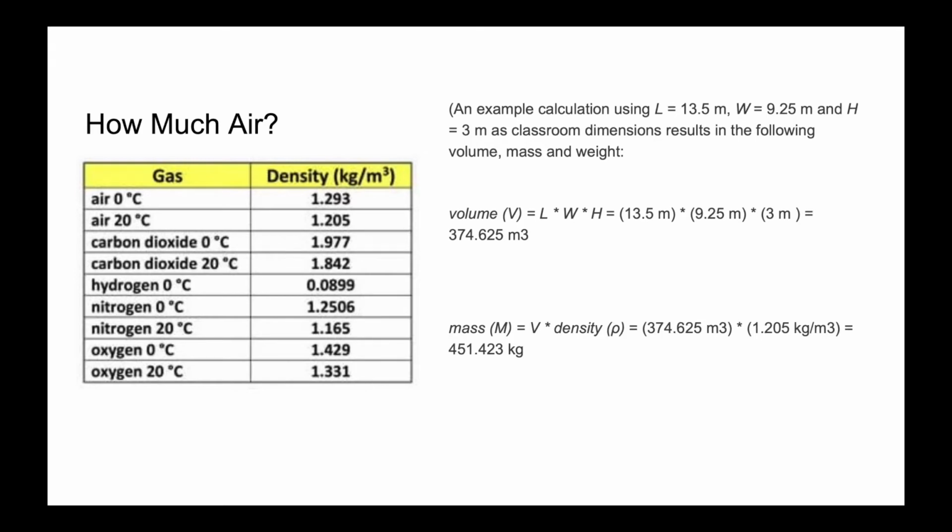Up next is my mass. For the mass, I will need the volume, which I just calculated, times density. In this case, the density of the air, which is 1.205. My mass ended up totaling 451.423 kilograms. Lastly, to calculate the weight, I will need to take the mass times the gravitational pull, which is 9.81. This will give me a total of 4,428.46 newtons, which is about 995.55 pounds. That's right, there's 995.55 pounds of air in the room I'm in.